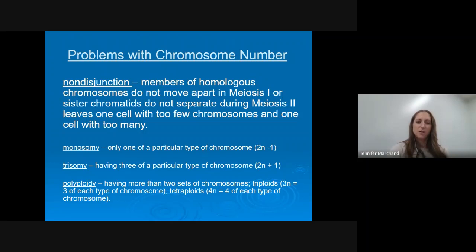So monosomy is having only one of a particular type of chromosome. So you're going to take 2n minus 1. Trisomy is having 3 of one. So then you're going to take your normal number of chromosomes and add 1. And then polyploidy is having more than 2 sets of chromosomes. Triploid, 3n, is 3 sets of chromosomes. Tetraploid, 4n, is 4 sets of chromosomes, etc.